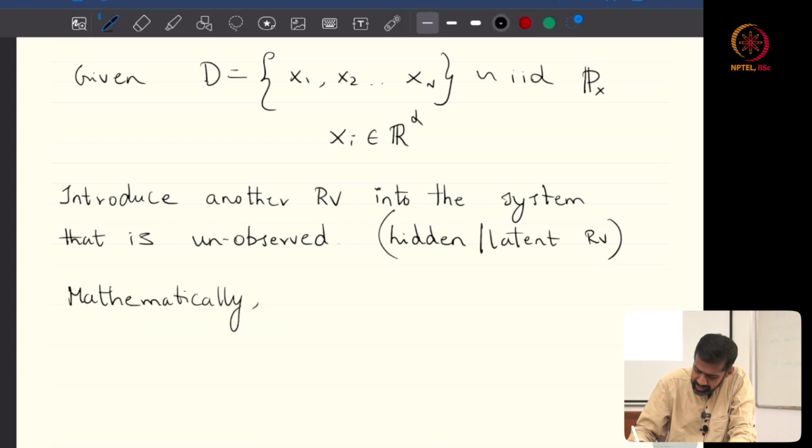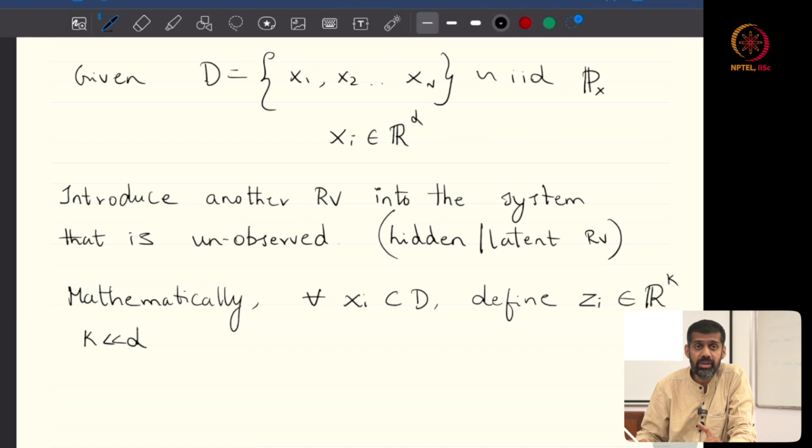for every x_i in D, define z_i, that is typically in R^k, where k is less than D. This is a typical case, and it need not be the case that the dimensionality of the latent variable is less than that of the data variable. It's typically the case because we want to interpret that as compression.